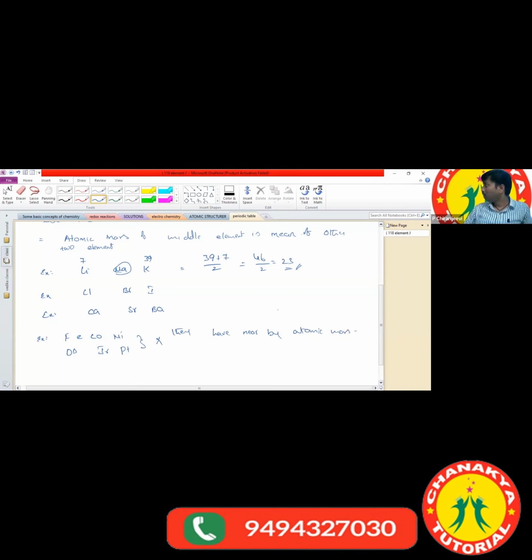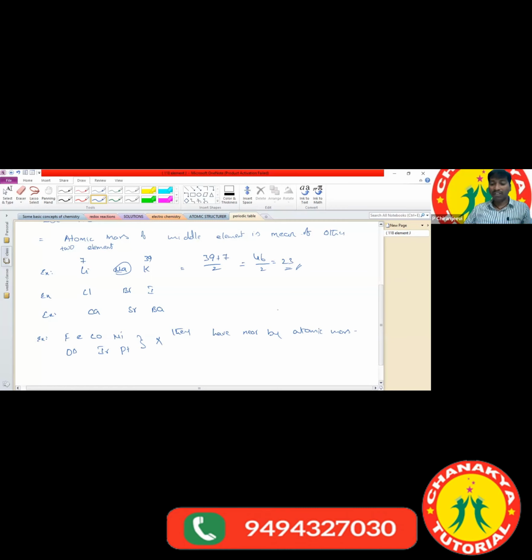At the time of Dobereiner's classification, we had a very small number of elements. Even so, for the elements that were there, it is not applicable to all of them. It is applicable for only a few elements.